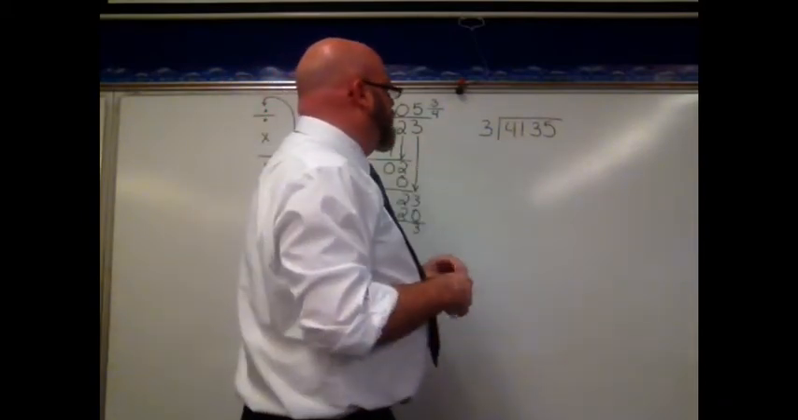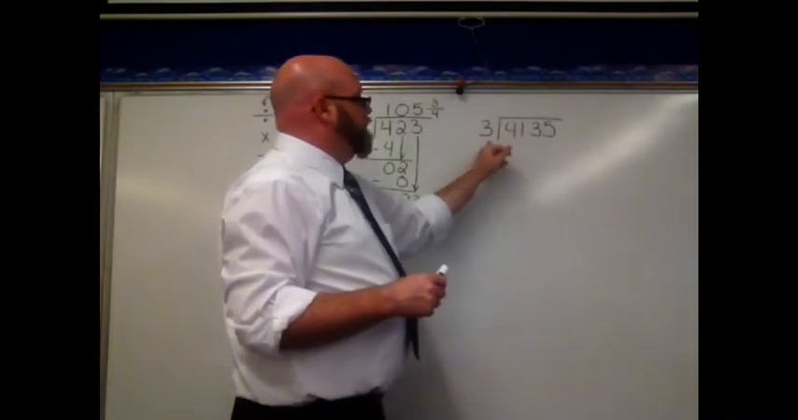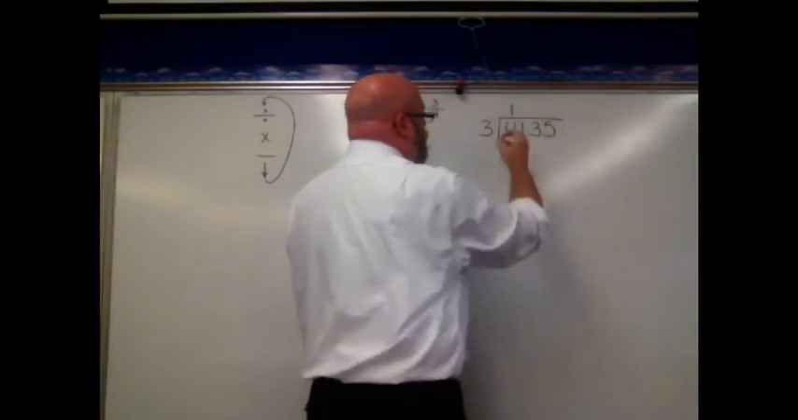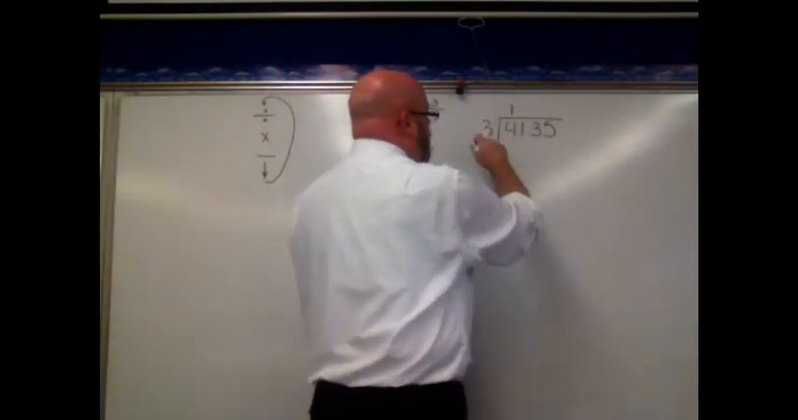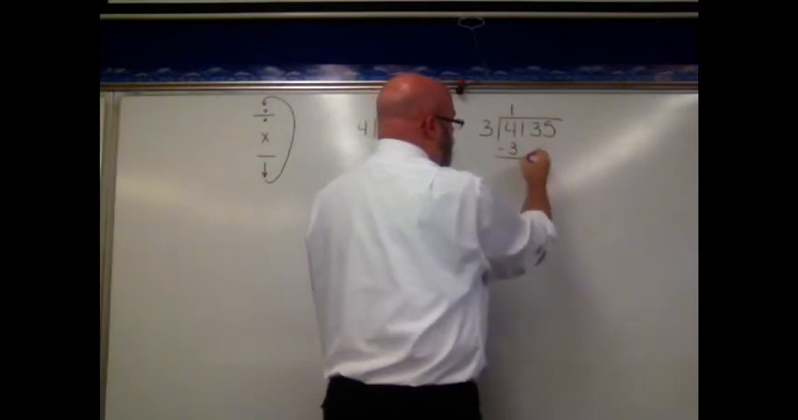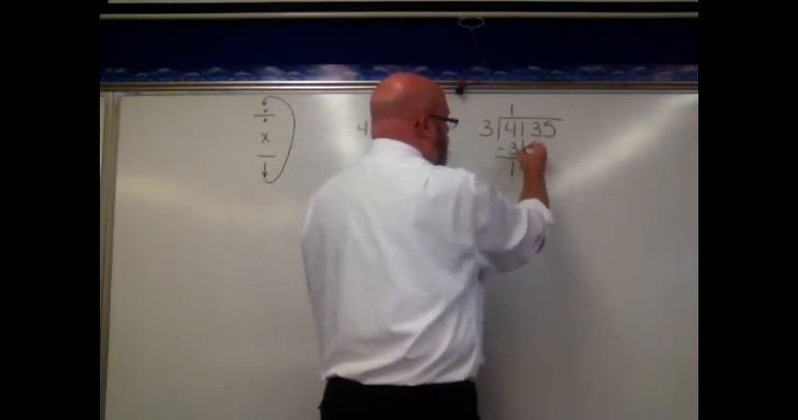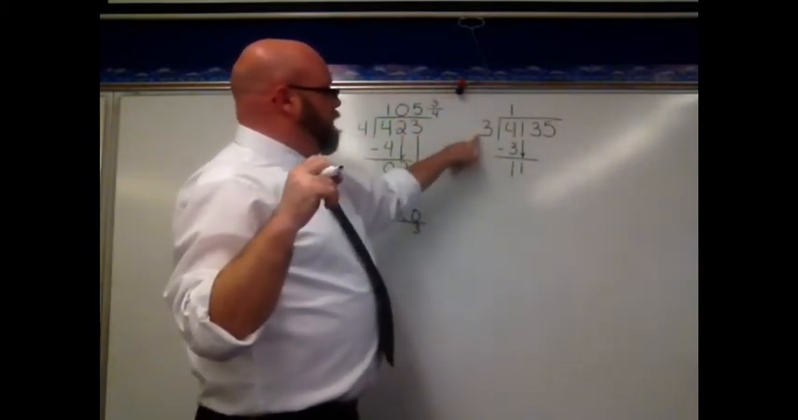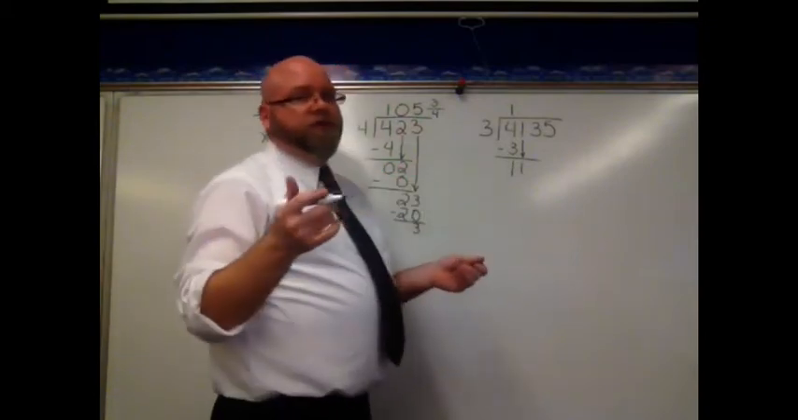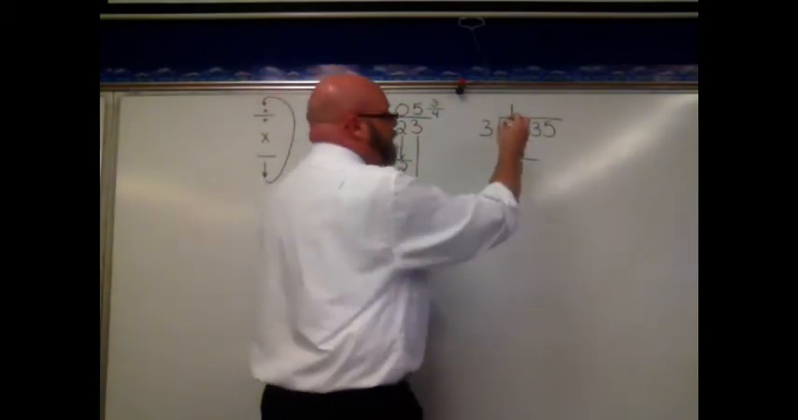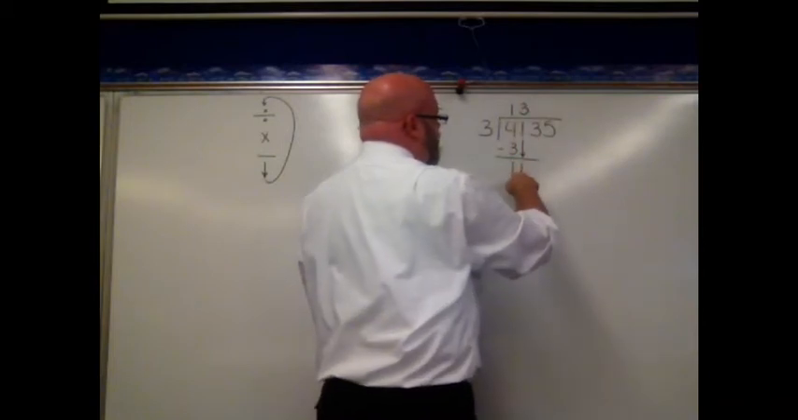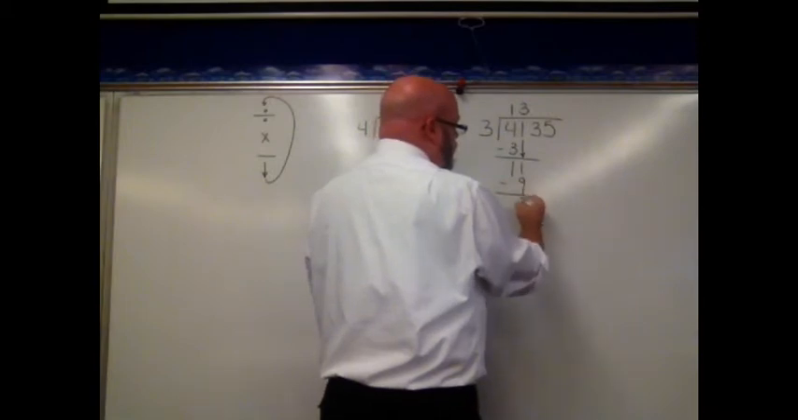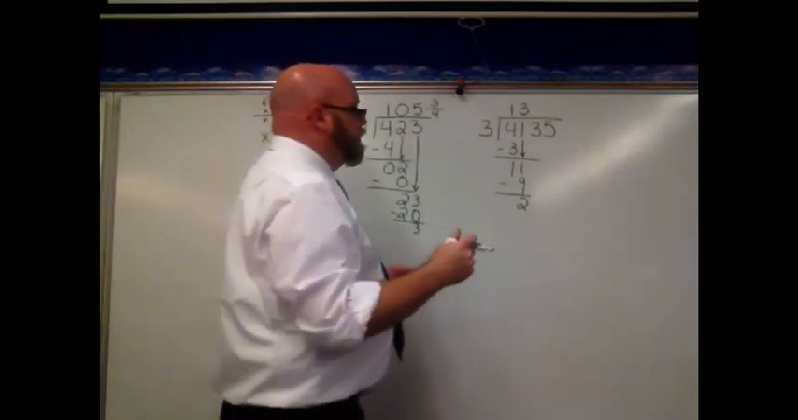4,135 divided by 3. Again, 4 divided by 3. Doesn't happen evenly, but I know I can get 3 groups of 1. 1 times 3 is 3. I get 1 left over. I can bring my 1 down. 11 divided by 3. Well, closest as I can get to that is 3 times 3, which is 9. So I can say 11 divided by 3 is 3. 3 times 3 is 9. Again, I have 2 left over.